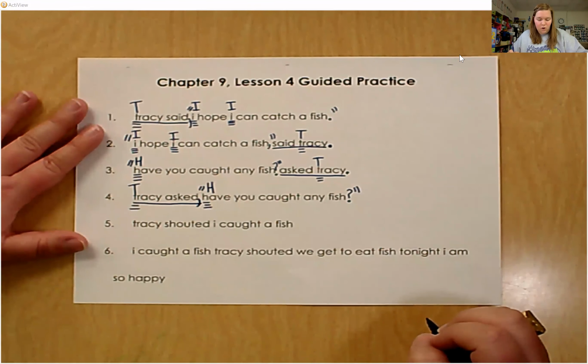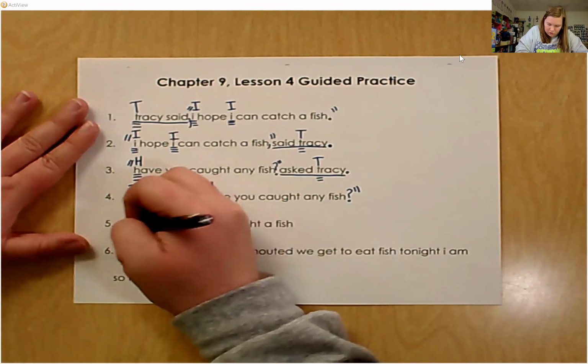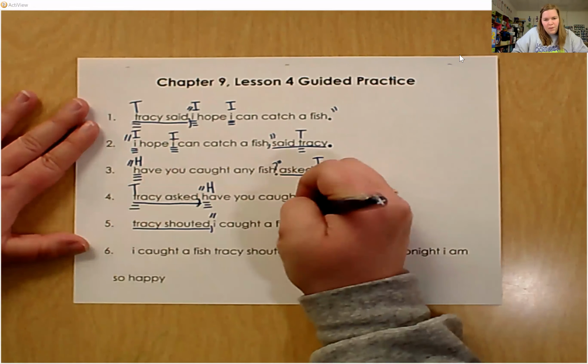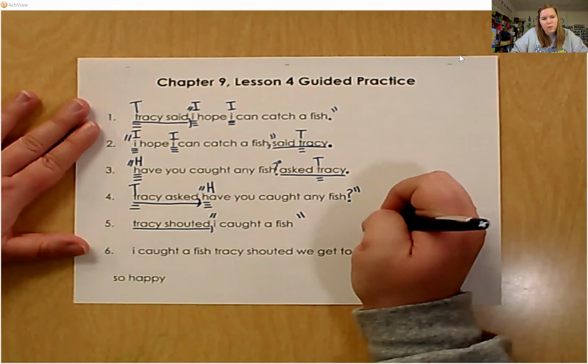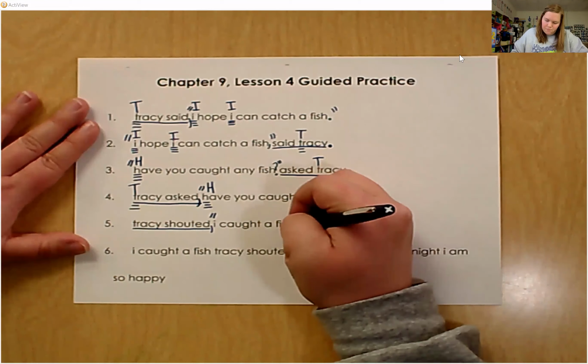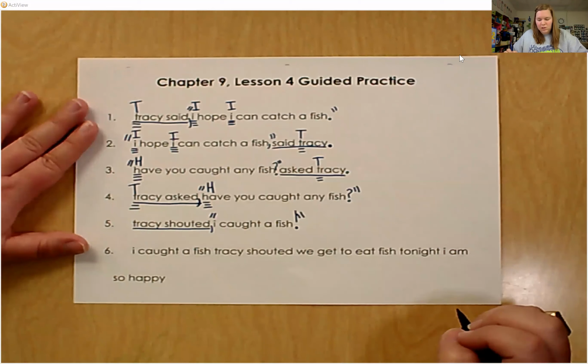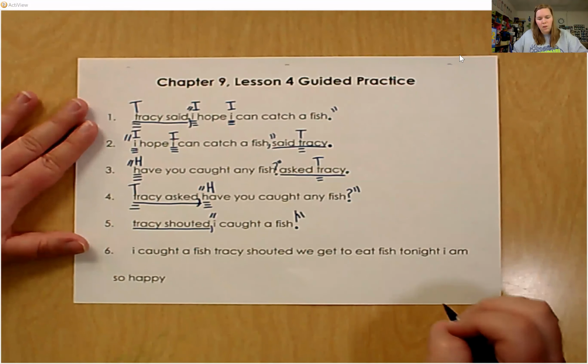Number 5, Tracy shouted, "I caught a fish." The explanatory words are Tracy shouted. What she shouted was, "I caught a fish." Now, if someone's shouting, should we end with a period? No, we should probably end with an exclamation point. Tracy shouted, "I caught a fish!" Check to make sure your exclamation point went before your quotes. Tracy needs to be capitalized, and I needs to be capitalized.